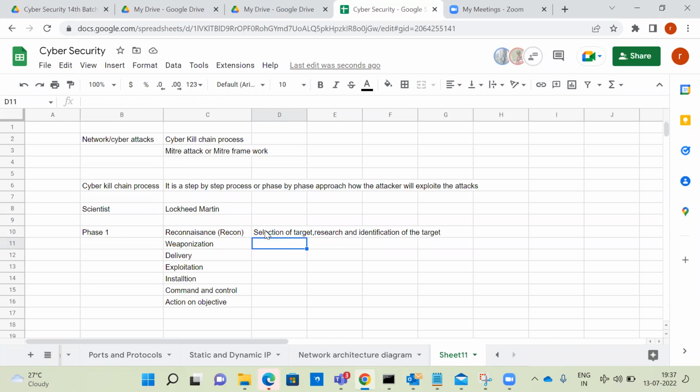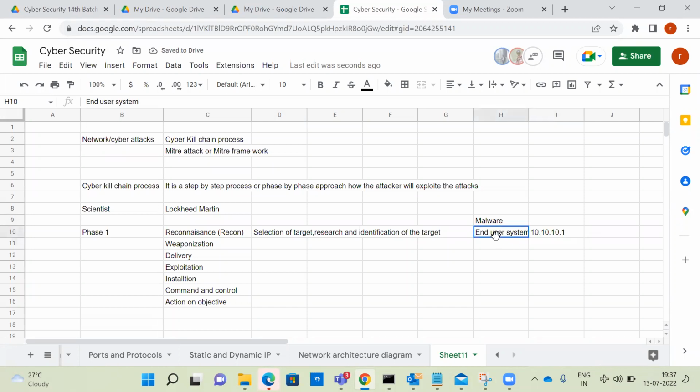Second one is weaponization. Once he chooses the target, consider maybe one of the malware category of the attack. I will give the example also simultaneously. Malware category, selection of the target is one of the end user systems. End user system he has chosen. So that IP address maybe belongs to 10.10.10.1.